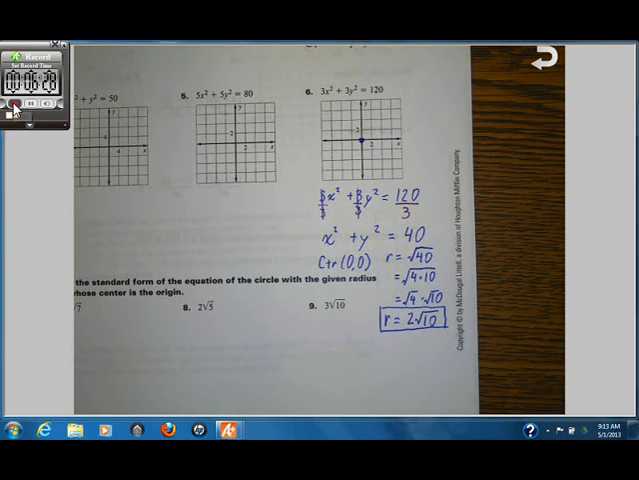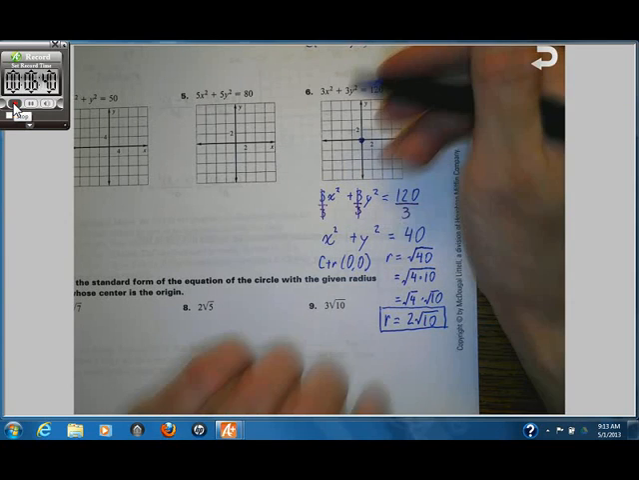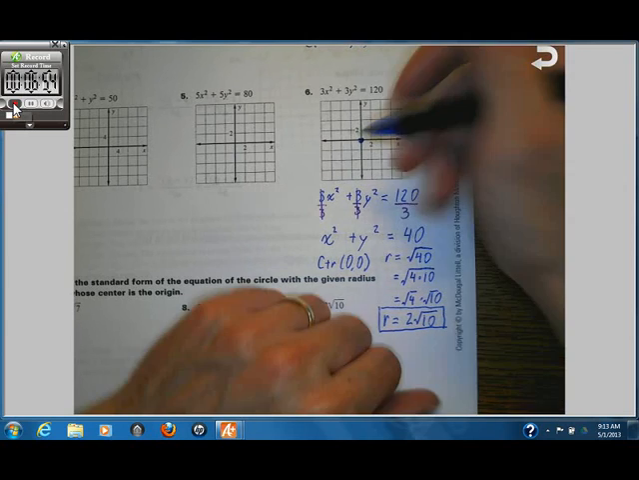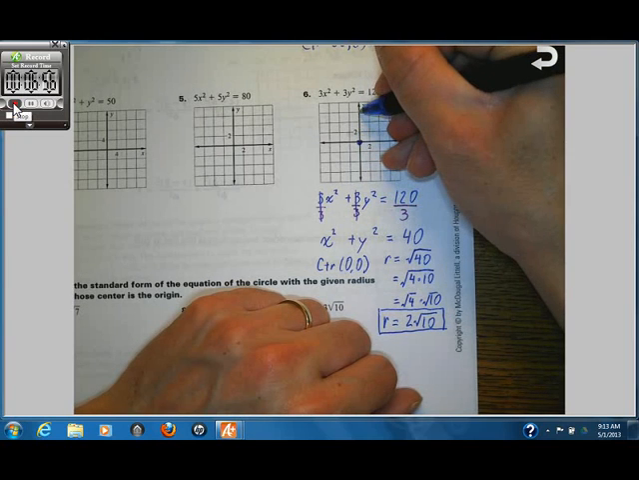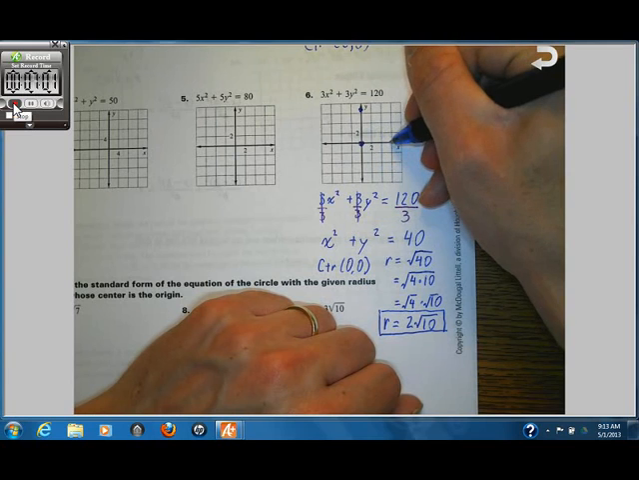What are the intervals on the graph? 2. So we're going, now, is 40 closer to 36 or 49? So it's going to be closer to 6 than 7. And since this graph is not very detailed, we'll just have it a little bit off the 6, right? So we go 2, 4, 6, and a little more.